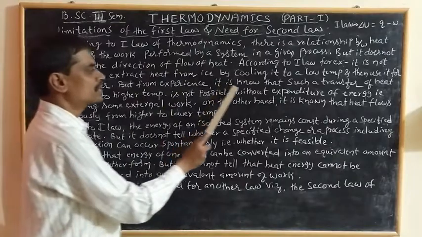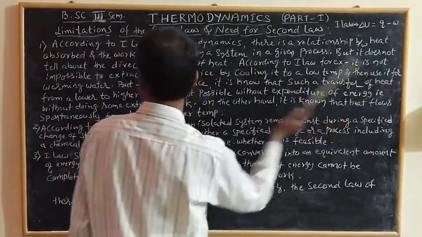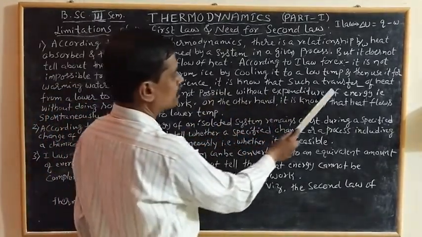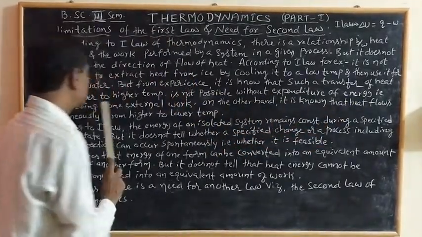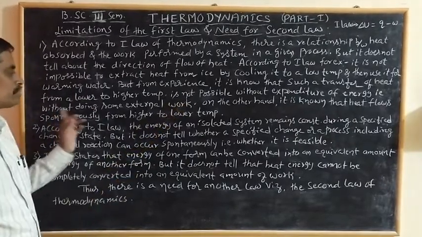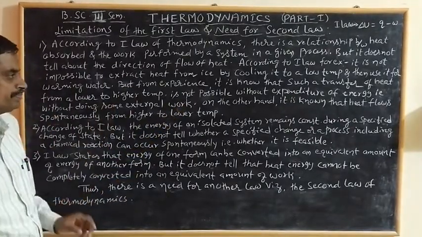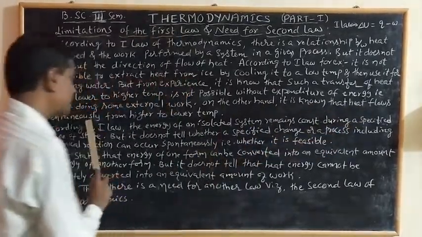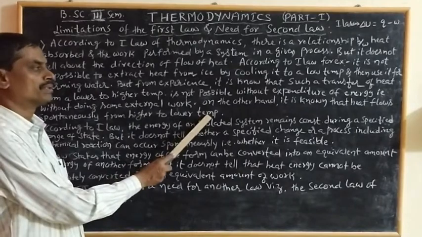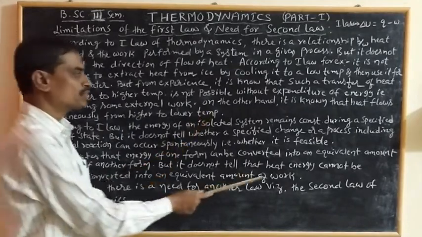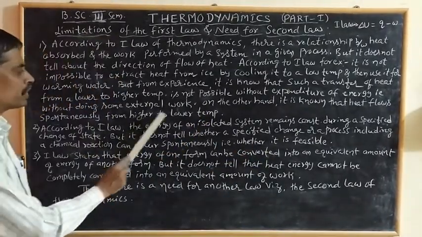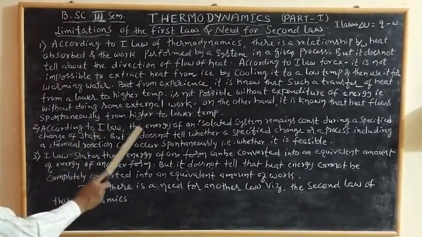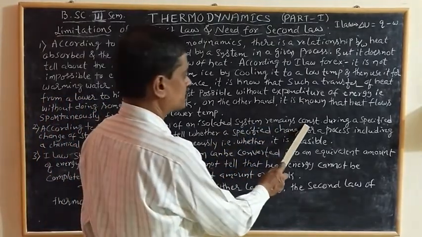But from experience, it is known that such a transfer of heat from lower to higher temperature is not possible without expenditure of energy, that is, without doing some external work. On the other hand, heat flows spontaneously from higher to lower temperature. This is a common concept. Heat always flows from higher to the lower temperature. This is the first limitation.